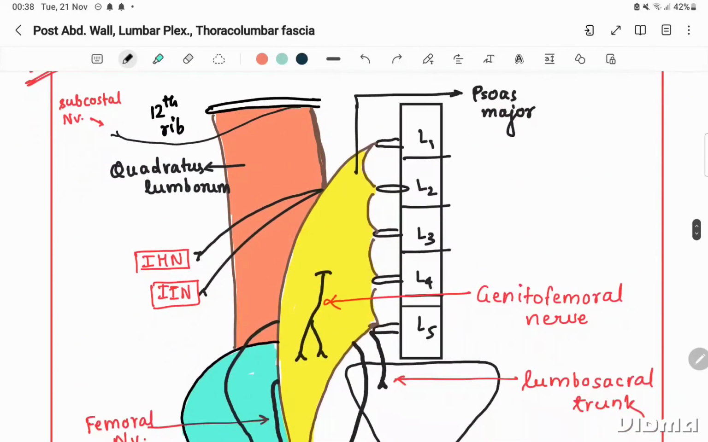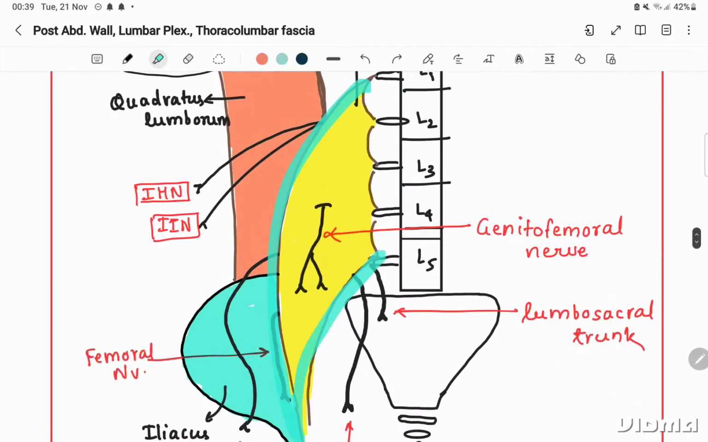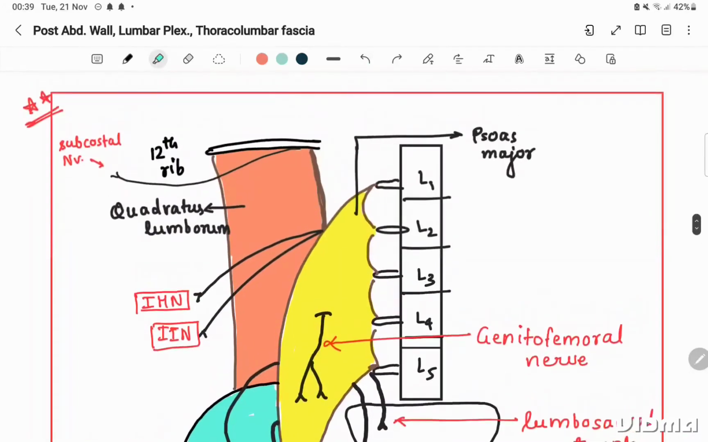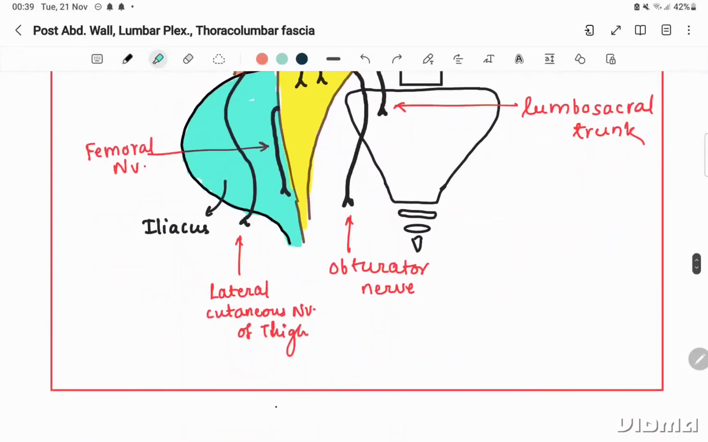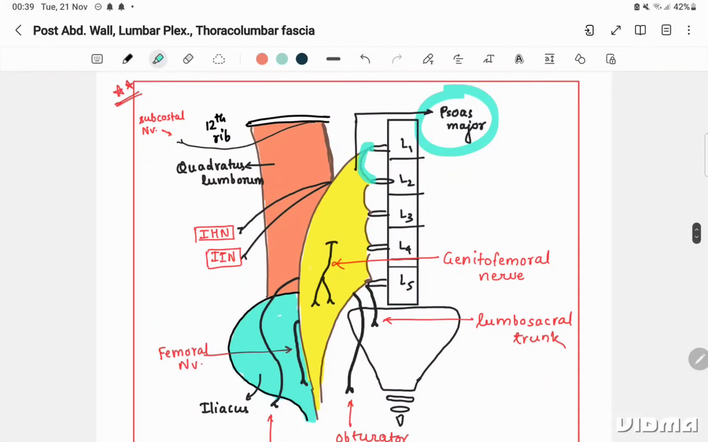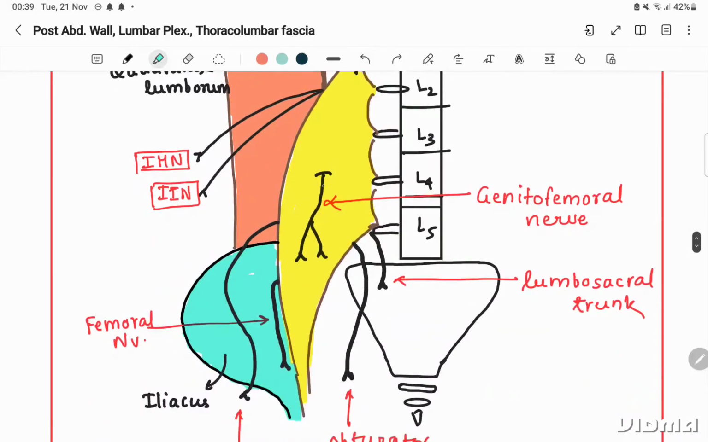In this diagram you can see the 12th rib and the quadratus lumborum muscle, and the psoas major muscle is running like this, and your iliacus is running like this. Your psoas major muscle is taking origin, attached to the transverse processes of these five lumbar vertebrae. And this muscle is being pierced by the genitofemoral nerve.